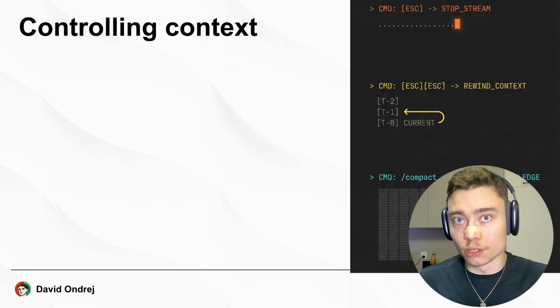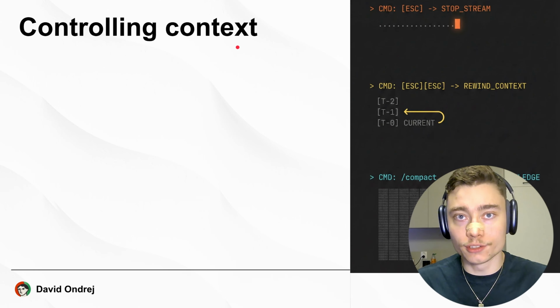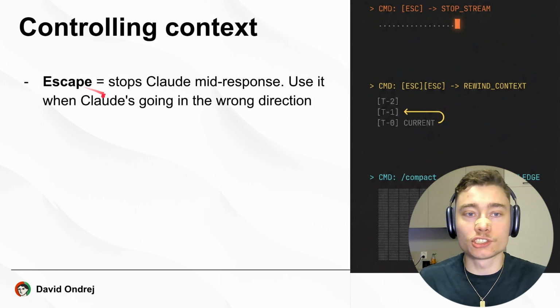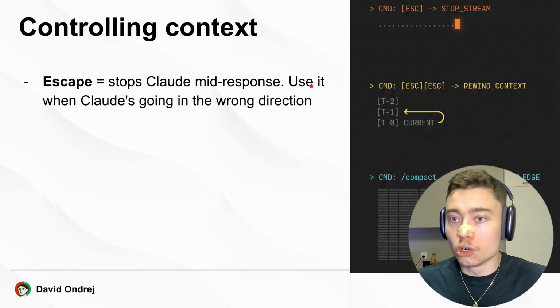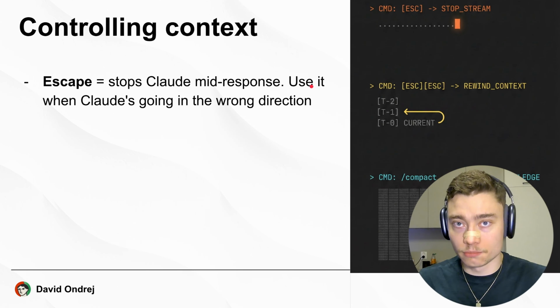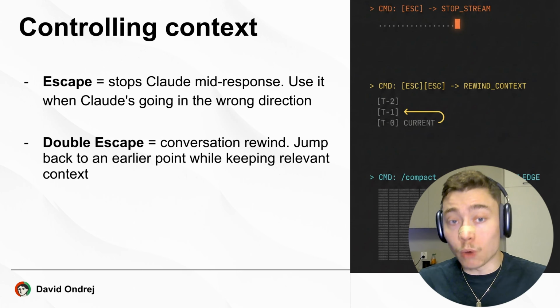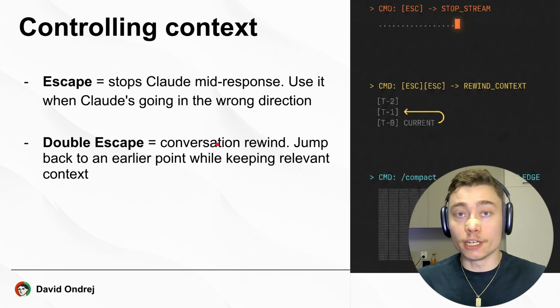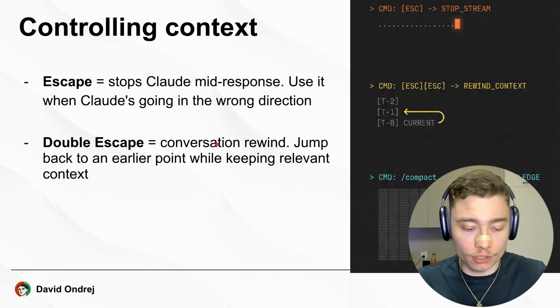The next section of the Anthropic course is about controlling the context. When you press escape, it can stop Claude mid-response. That way you can interrupt it when it's going in the wrong direction or when you want to provide more context and have it go again. Now when you press escape twice, you can see your previous messages and rewind to an earlier point of the conversation. So let me show you right here.